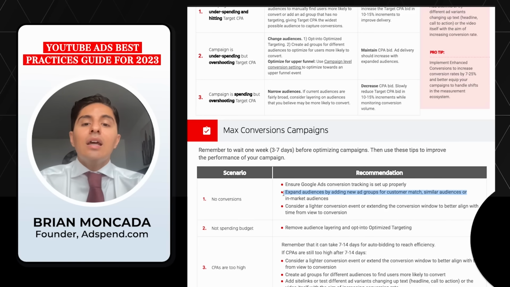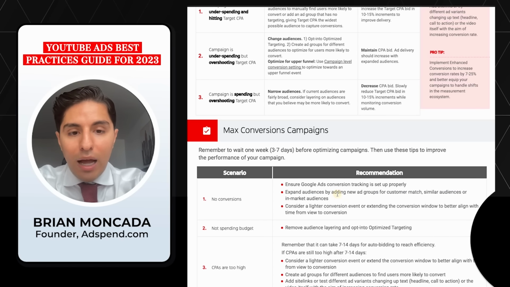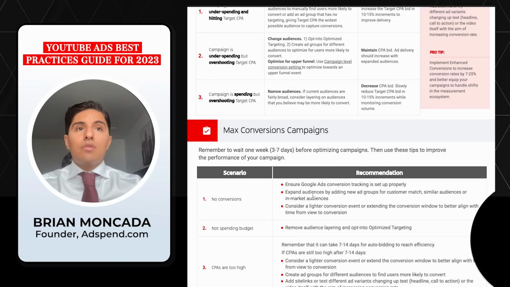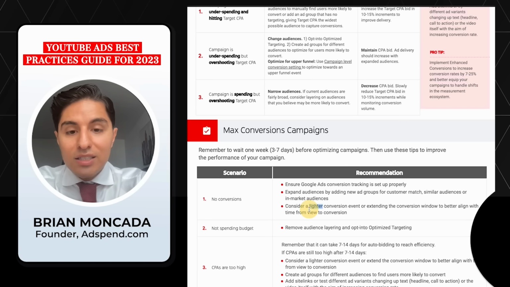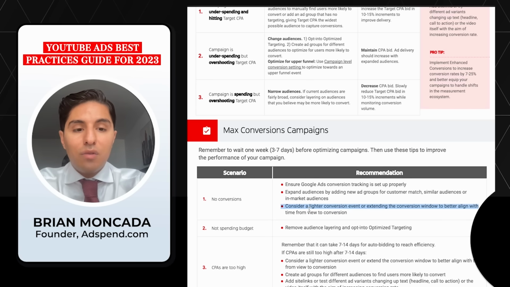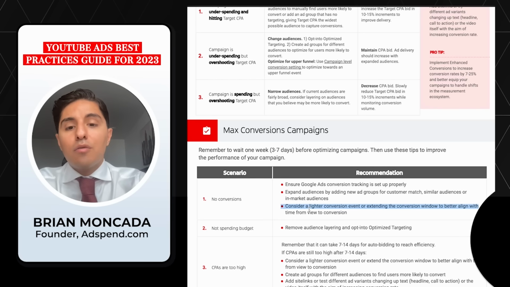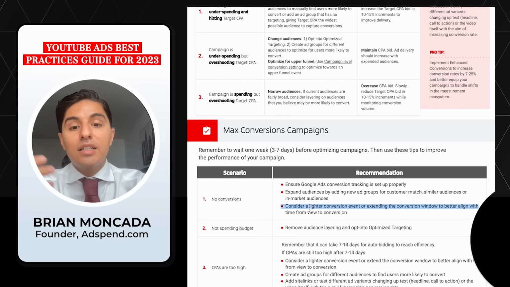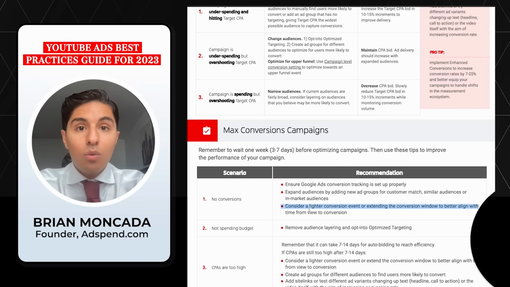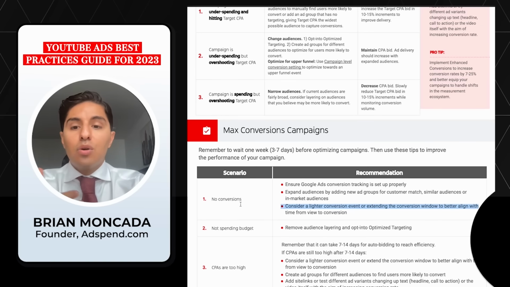Expand audiences by adding new ad groups for customer match, similar audiences, or in-market audiences. So if you're getting no conversions, maybe your audience is too small, so expand your audiences. Now, consider a lighter conversion event or extending the conversion window to better align with the time from view to conversion. So if you're optimizing for booked calls, optimize for leads, right? Because it takes longer to get a booked call than it does to get a lead. If you're only doing like a 7-day window, maybe try a 30-day window. So if you're getting no conversions, those are the 3 recommendations that Google Ads gives.